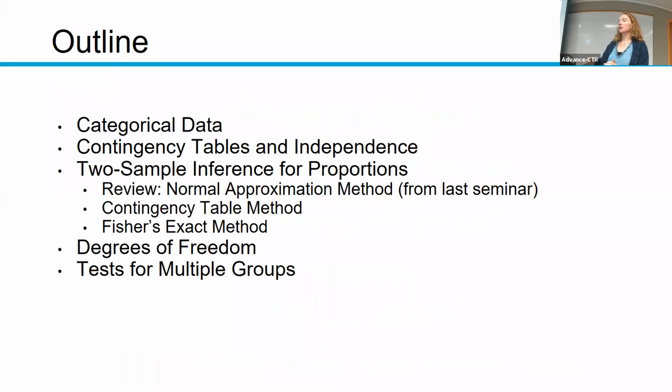Today, we're going to talk about categorical data and inference with categorical data. First, I'm going to introduce and talk about that type of data, what contingency tables are, and define independence. Then we're going to talk about two sample inference methods for proportions, reviewing what we did last time, and then introducing some new things as well.